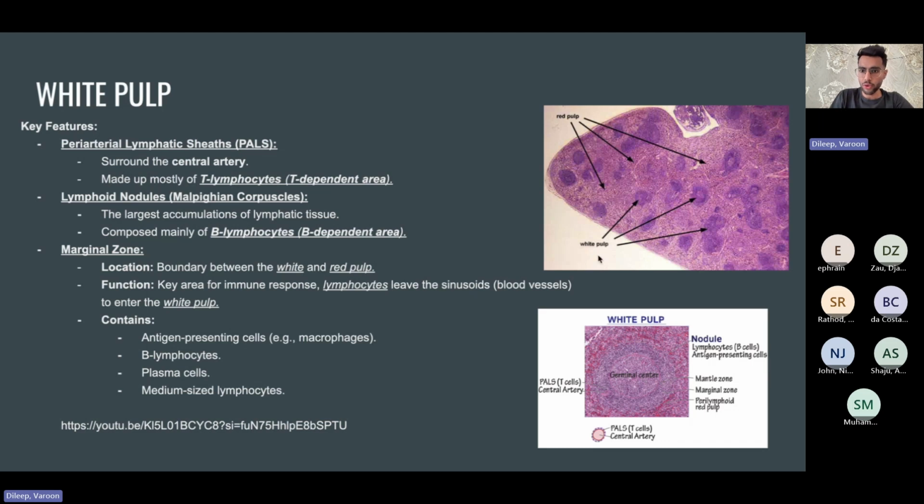Then we have the lymphoid nodules, which are represented by the light areas here. These are the largest accumulations of lymphatic tissue, and they contain mainly B lymphocytes, okay? And the marginal zone acts as a boundary between the red pulp, which is outside, and the white pulp, which is inside. Its function is that it is a key area for immune response. Lymphocytes leave the sinusoids and enter the white pulp. It contains antigen presenting cells, B lymphocytes, plasma cells, as well as medium sized lymphocytes.